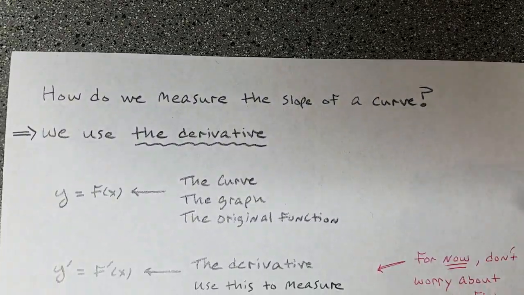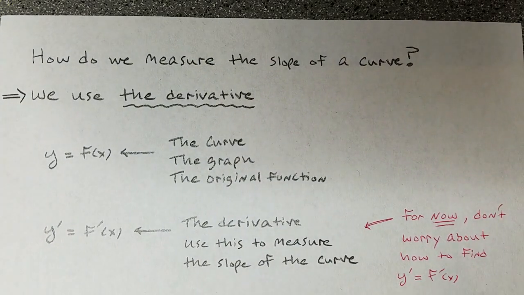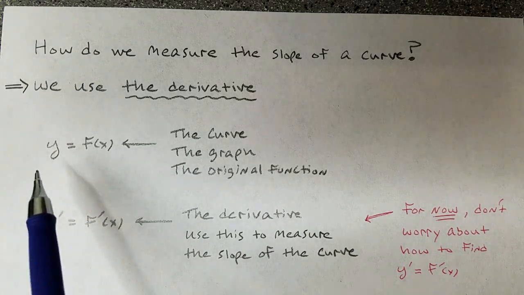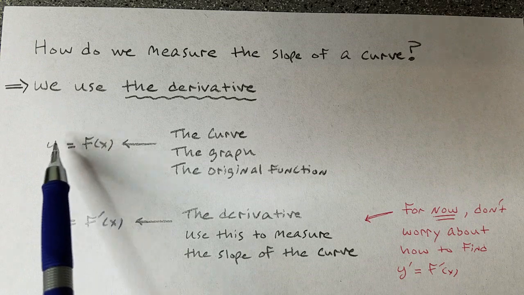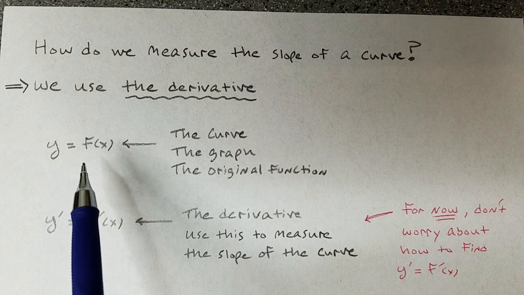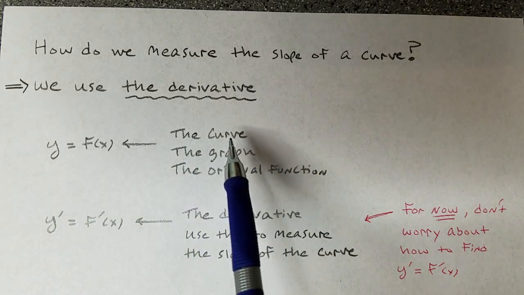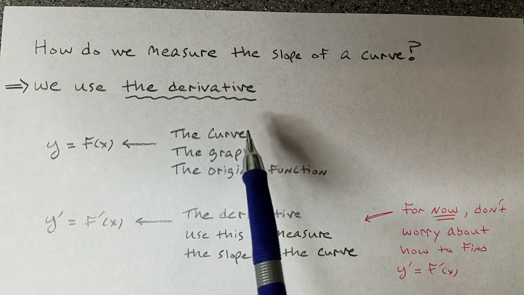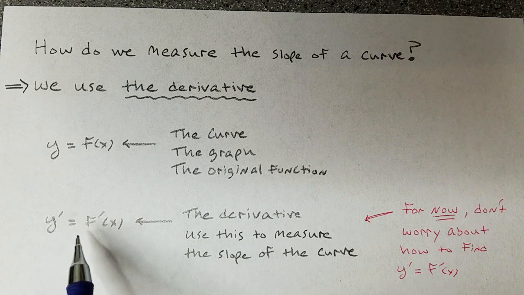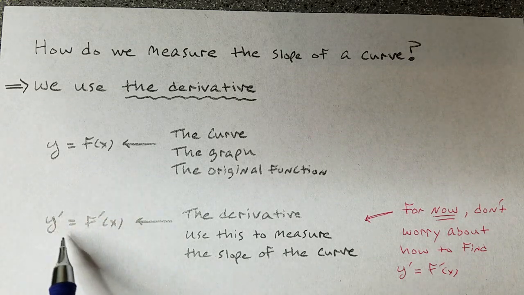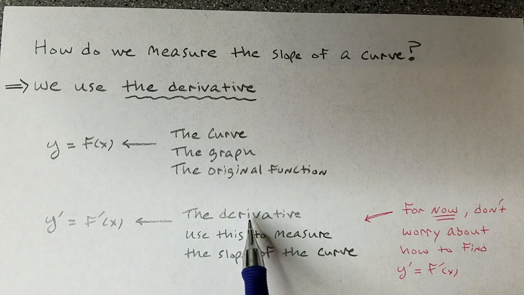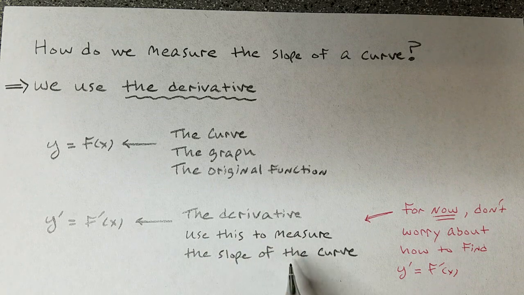Next question. How do we measure the slope of a curve? Well, we use this thing called the derivative. Just looking at this, y equals f of x. That's a function, a curve, a graph. There's lots of names for this. In this lesson, I normally call it a curve, but you can call it whatever you want. This is just mathematical notation, a symbol, but the way we read it is y prime or f prime. That's called the derivative. This is the thing that measures the slope of the curve for us.